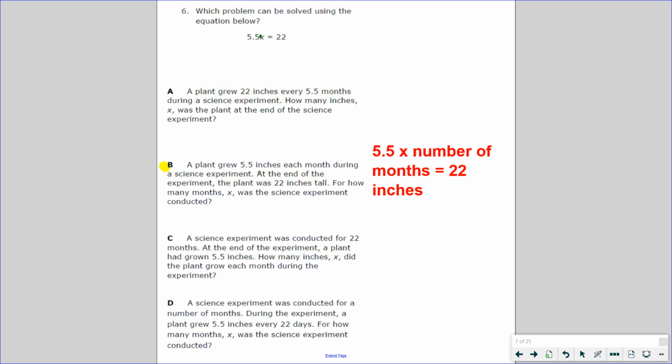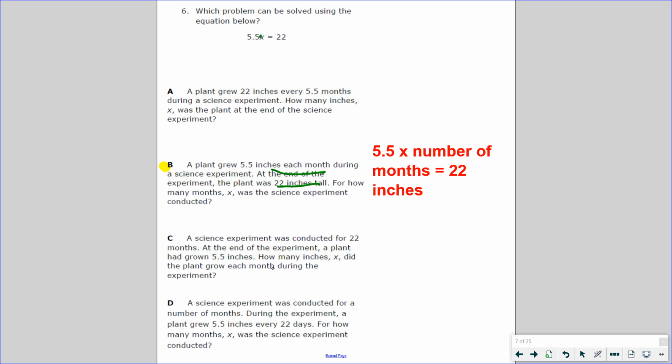B, a plant grew 5.5 inches each month during a science experiment. At the end of the experiment, the plant was 22 inches tall. How many months was it? That's why B is the best answer. It's 5.5 times the number of months equals 22 inches.